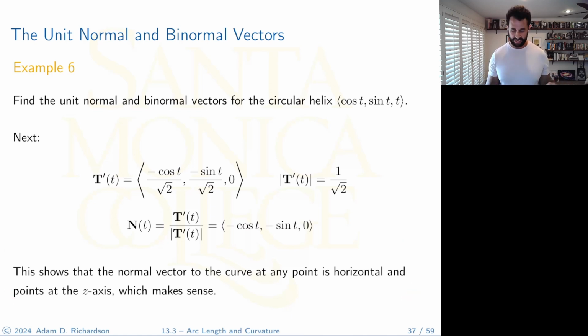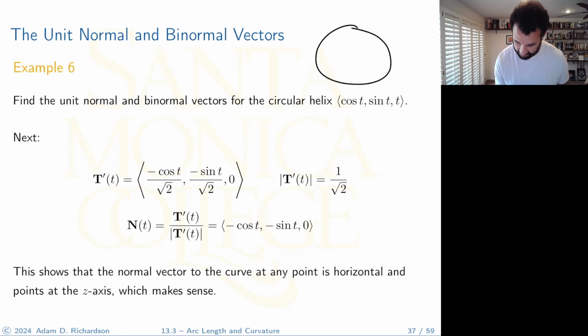Already this calculation shows that the normal vector to the curve has to be horizontal and points at the z-axis, which makes sense if you think about the fact that we're looking at this circular helix. Remember the circular helix, imagine the picture of it. As the tangent vector spins this way, the normal vector, even the non-unit normal vector, is always going to be pointing inward, toward the center. So maybe if I drew this picture right here, here is the tangent vector. The normal vector is always doing this. It's pointing inward, right? That's why this component is 0. It's not pointing up. It's not curving up.